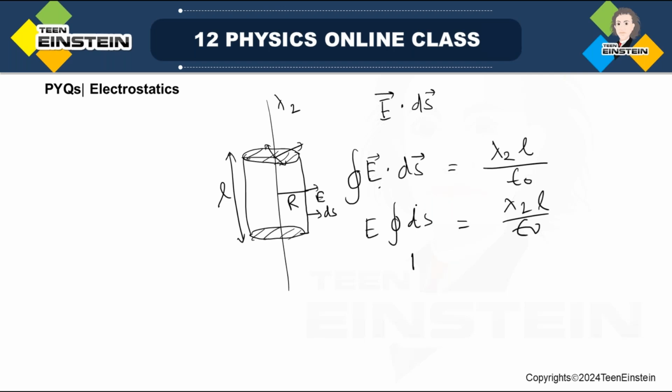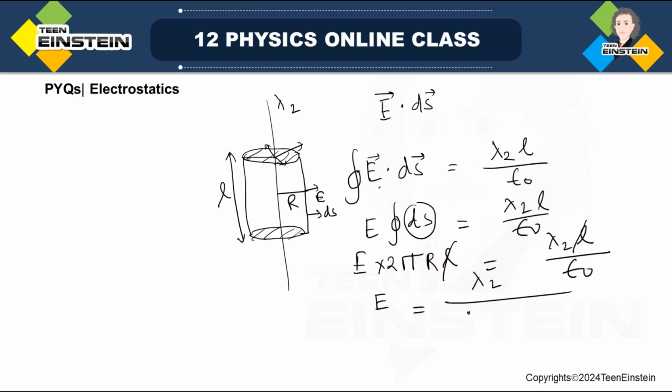And this area is the area of the curved surface, so 2 pi r L into E, and this is lambda 2 into L by epsilon naught. So this L and this L will cancel each other. So what will be E? E will be lambda 2 by 2 pi r epsilon naught. So this is a very known result, isn't it?